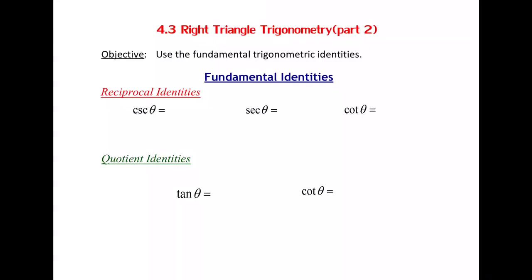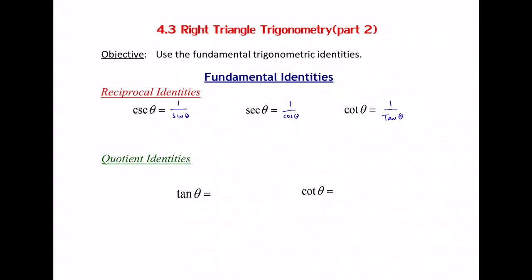Welcome to section 4.3, Right Triangle Trigonometry Part 2. We're going to be looking at the fundamental trigonometric identities. The first three are the reciprocal identities. Cosecant is the reciprocal of sine, so that's 1 over sine of theta. Secant is the reciprocal of cosine, so that's 1 over cosine of theta. And cotangent is the reciprocal of tangent, so that's 1 over tangent of theta.